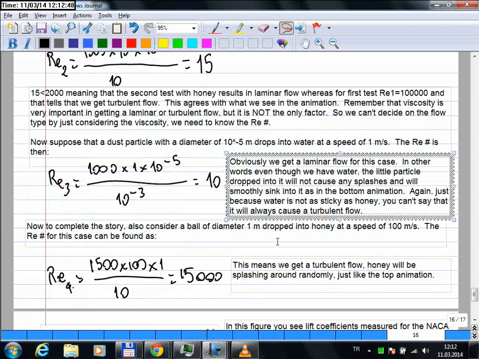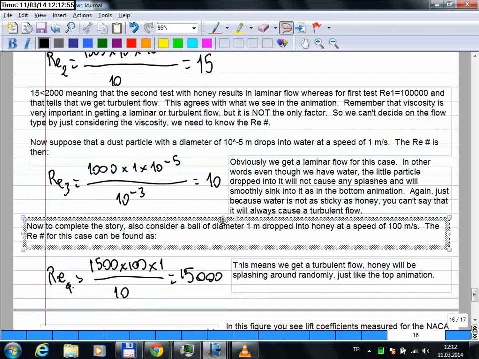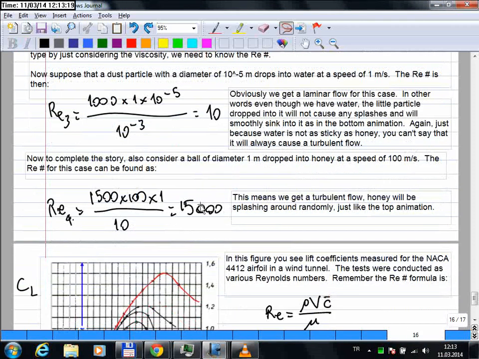Let's see, you have a similar effect in the other example using honey. In that case, assume that we have a ball of diameter 1 meter. So we have this huge ball, and it is dropped into honey at a much higher speed. So a 1 meter diameter ball hits a pool of honey with a speed of 100 meters per second. If you calculate the Reynolds number for that, it turns out to be 15,000.